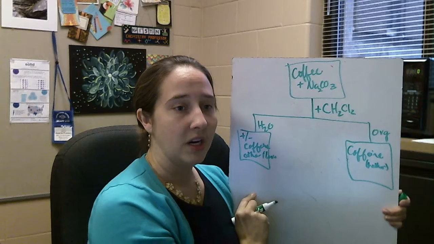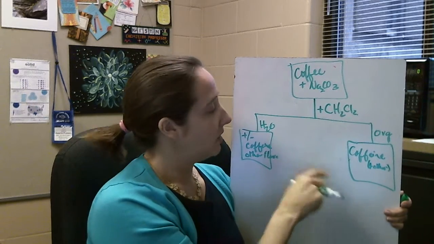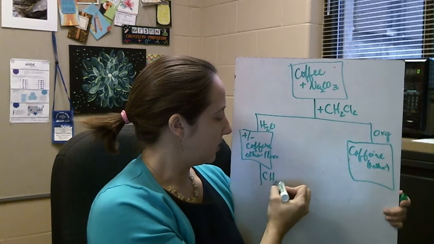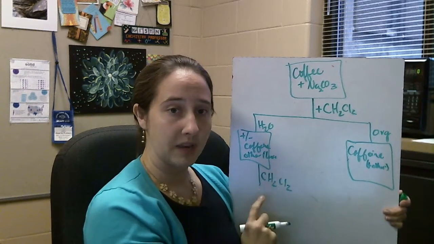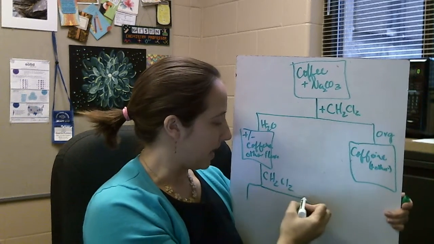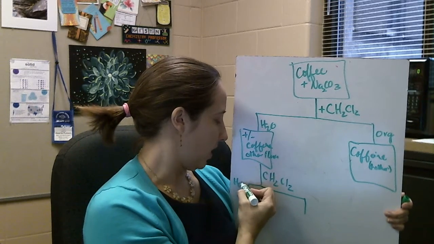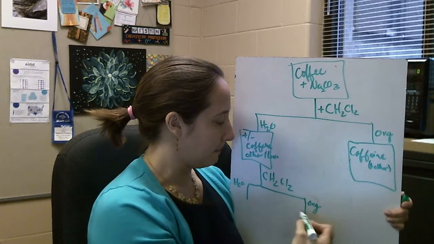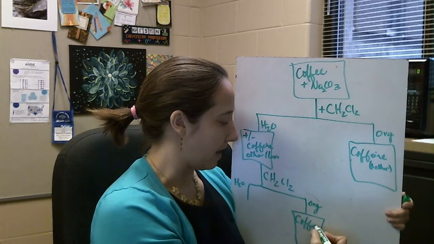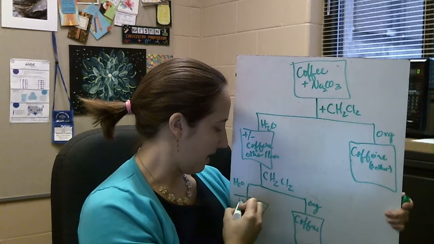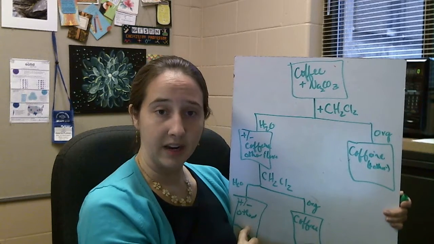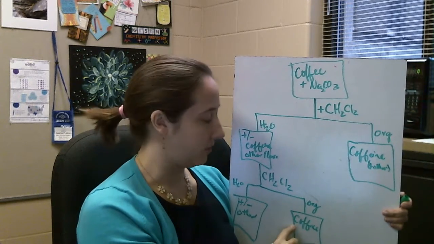Then in our procedure, after we separated those two out, it said to add more dichloromethane to the water layer. So in my flow scheme, I'm showing, look, I'm adding more dichloromethane to the water layer. Those then separate out into my water layer and my organic layer. And so in my organic solvent layer, I have more caffeine that I've got out. Hopefully in my water layer, I have my salts and I have my other, but I should not have much caffeine left in it, right? I just have my caffeine over here.